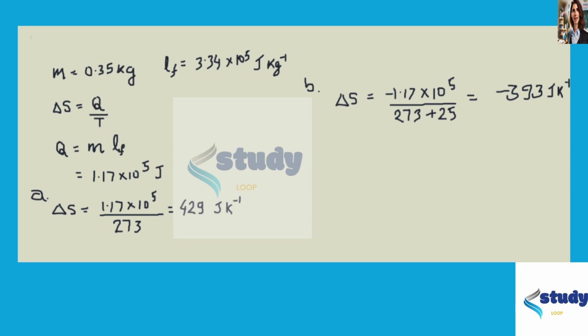Now what is the total entropy change of the water and heat source? So total del S T is equal to 429 minus 393, which is equal to 36 joule per Kelvin. So this is the total change in entropy. Note that the entropy is increased here since this is an irreversible process. Okay, so this ends the solution for this question.